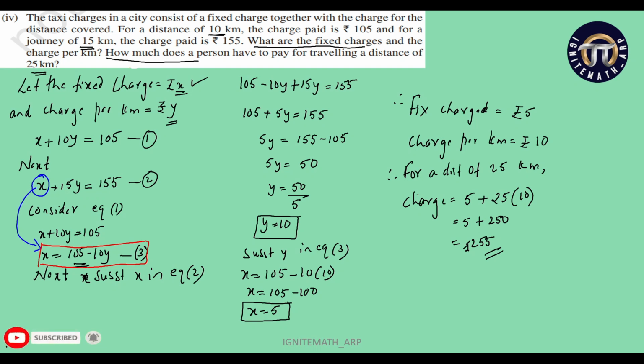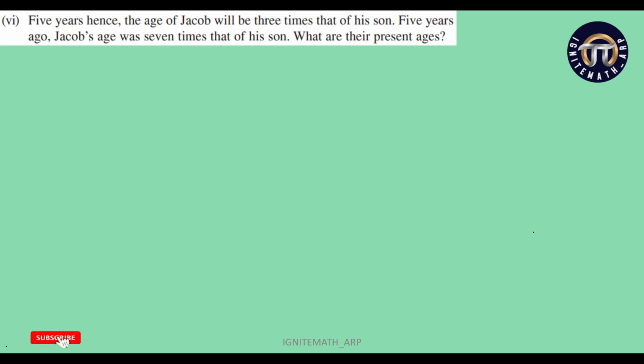If you are getting the equation correctly, then you need to solve it, right? So when you solve it, you are arriving at the correct values of x and y. Clear? Okay. So now look at the question on the age. 5 years hence the age of Jacob will be 3 times that of his son. 5 years ago Jacob's age was 7 times that of his son. What are their present ages? Okay. So what is asked? You take them as x and y.